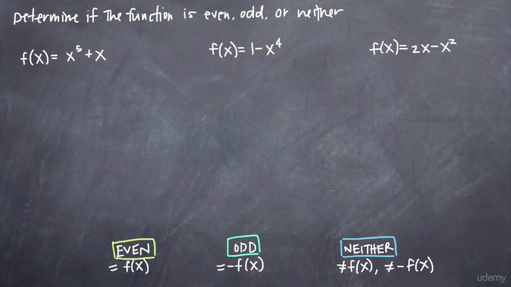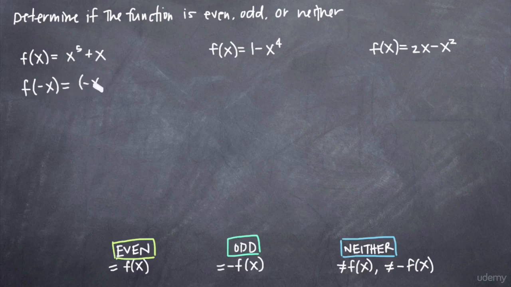In this particular problem, we've been given three separate functions and asked to determine whether each one is an even function, an odd function, or neither. To make this determination, in each case we'll plug in negative x in place of x to our functions, simplify, and then the result will tell us whether the function is even, odd, or neither even or odd. Let's go ahead first and plug in negative x to our first function.